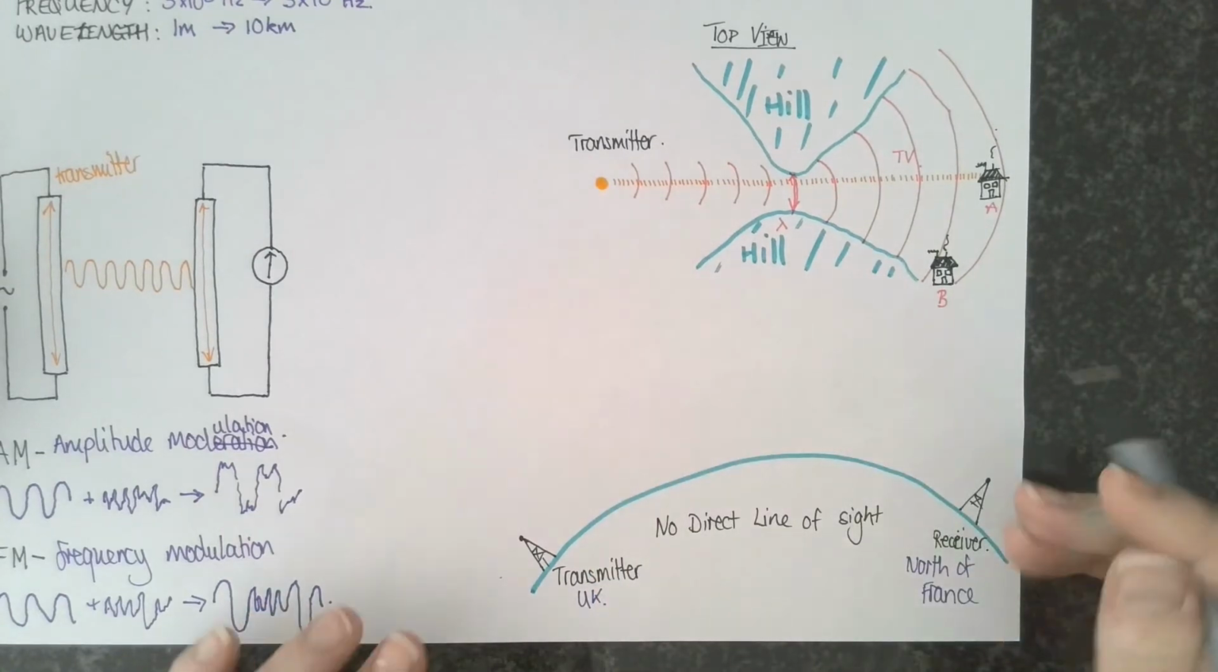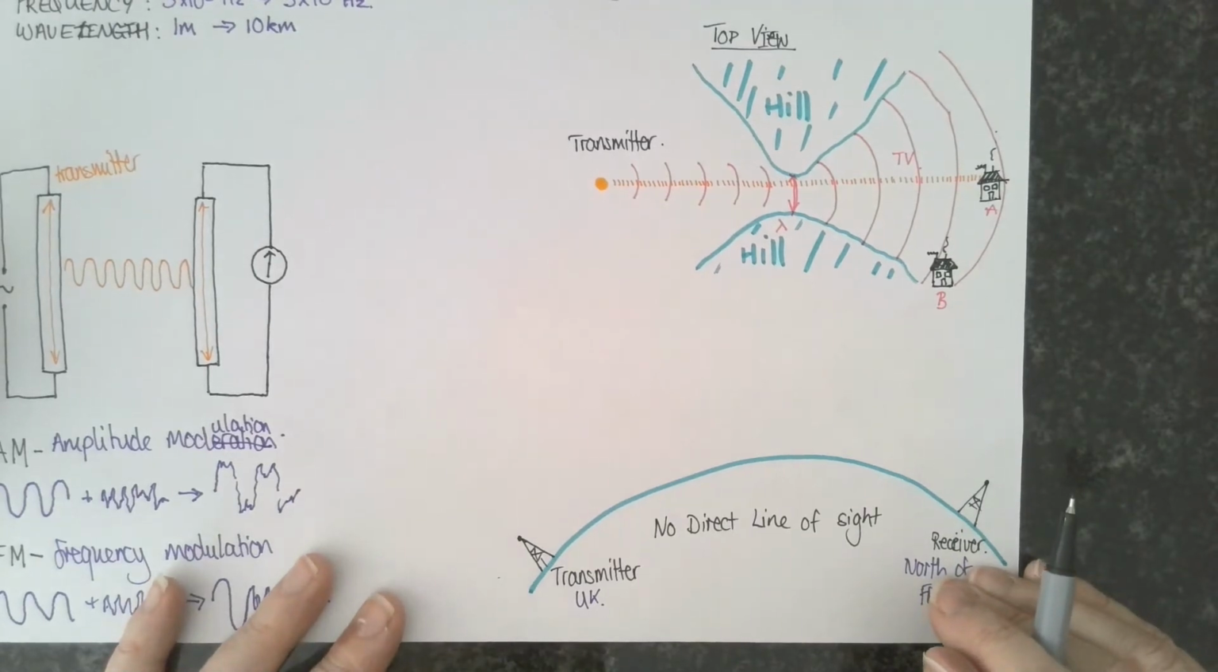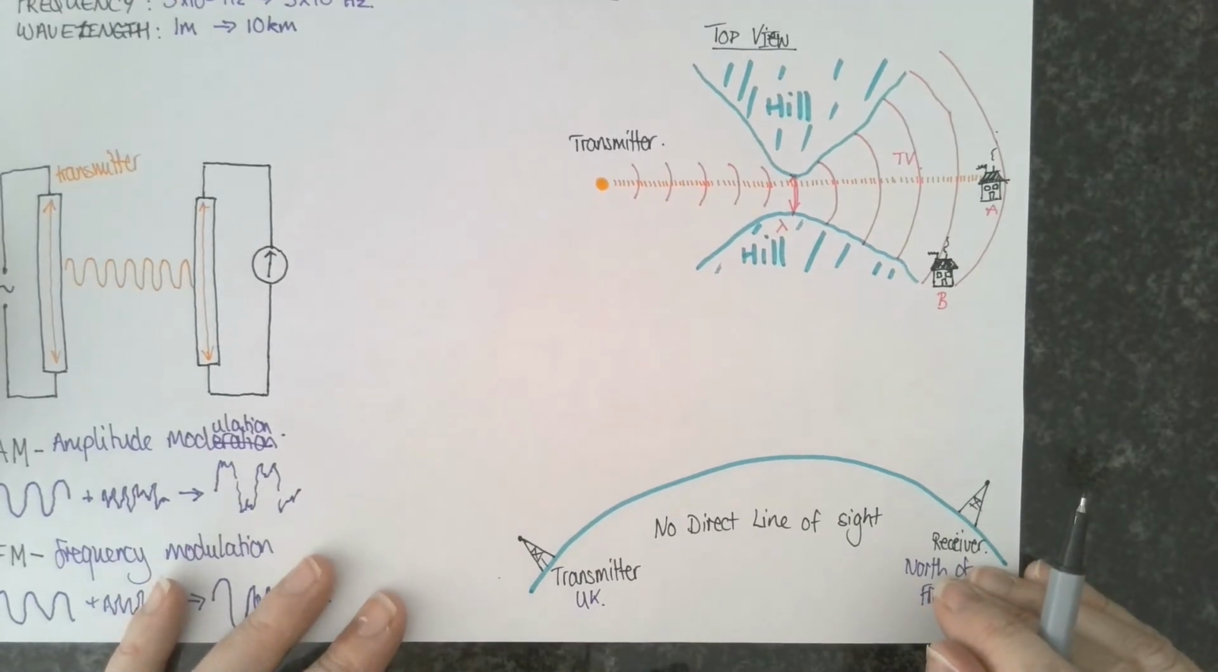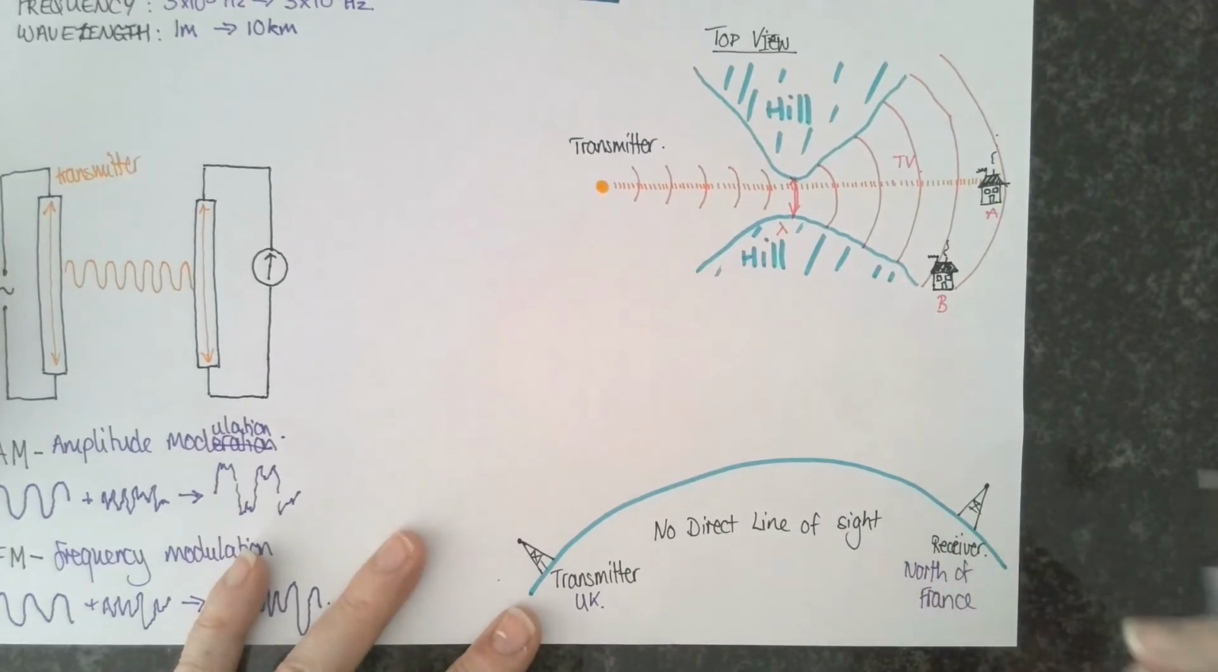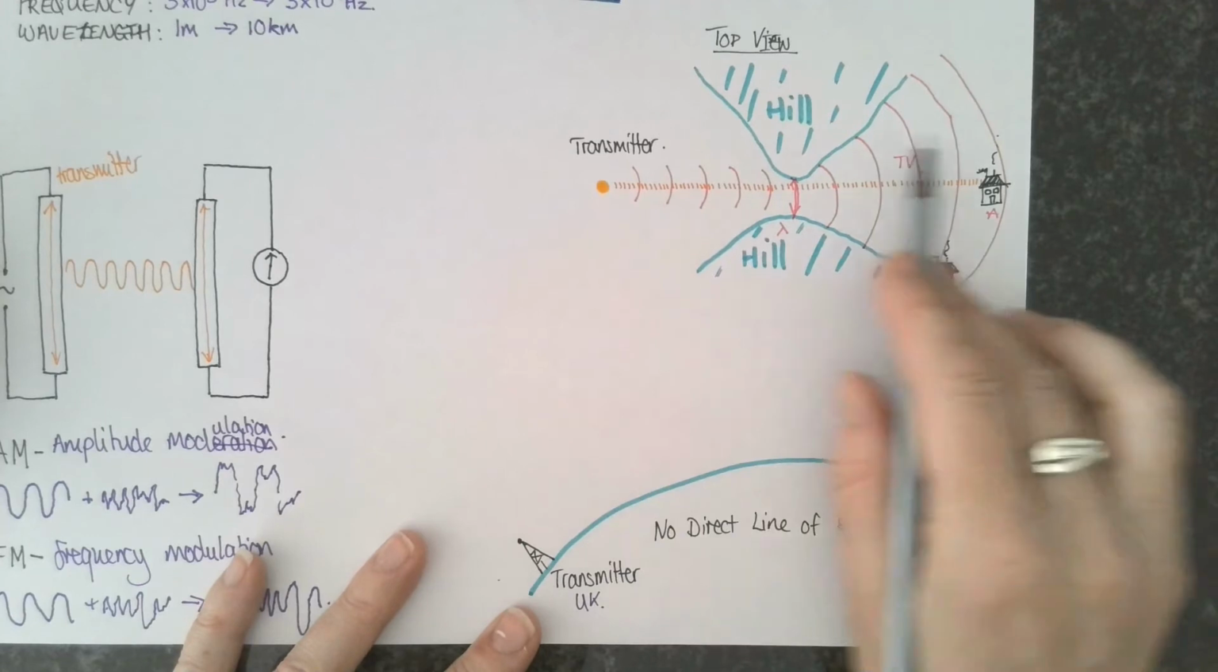Now, a lot of times I see a mistake with this, saying that the long waves have got a longer wavelength so they can travel further. It's not because of their longer wavelength that they can travel further. It's because of this effect like diffraction.